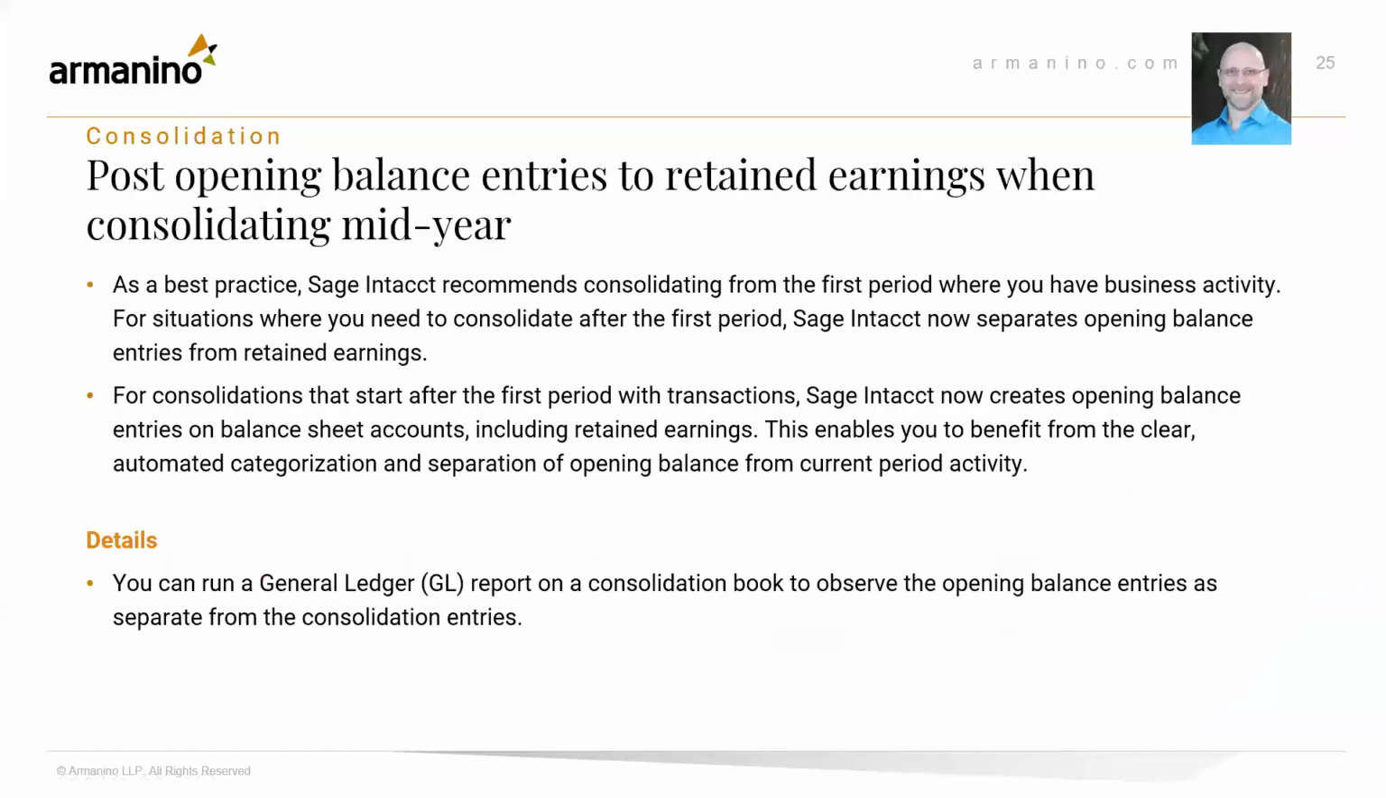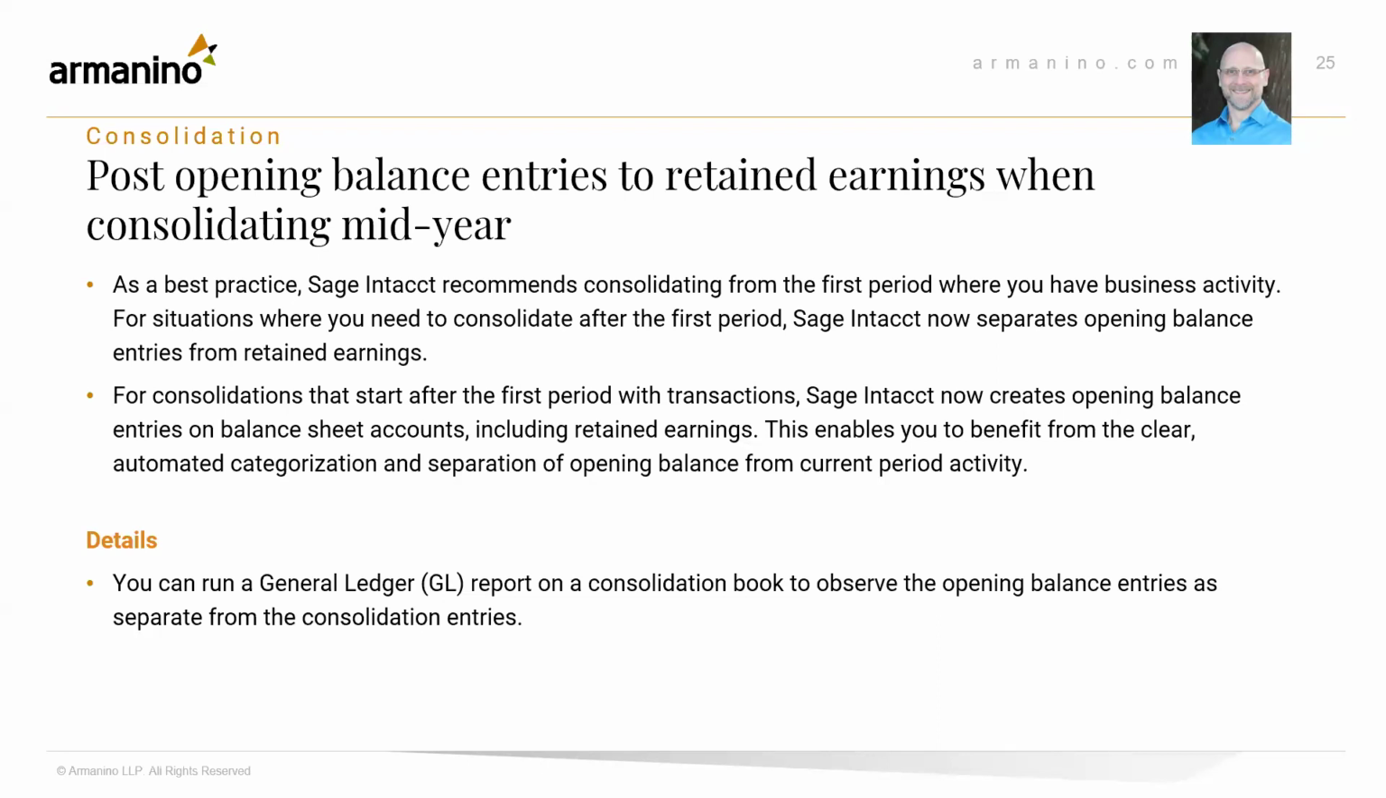Moving on to consolidation. Post opening balance entries to retained earnings when consolidating mid-year. As a best practice, Sage Intacct recommends consolidating from the first period where you have business activity. For situations where you need to consolidate after the first period, Sage Intacct now separates opening balance entries from retained earnings. For consolidations that start after the first period with transactions, Sage Intacct now creates opening balance entries on balance sheet accounts, including retained earnings. This enables you to benefit from the clear automated categorization and separation of opening balance from current period activities.